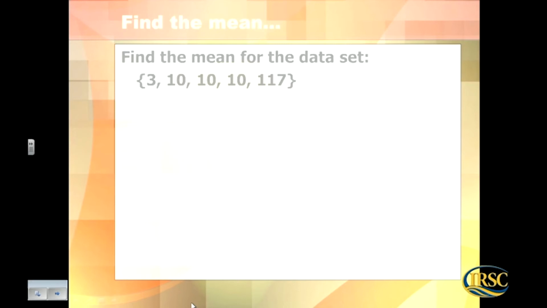So take a look at this data set, 3, 10, 10, 10, 117. So if you want to find the mean, what do you have to do? Add them all up and divide by the number 5, right? There are 5 elements in this data set. Okay, so when you add them all up and divide by 5, you should get 30.